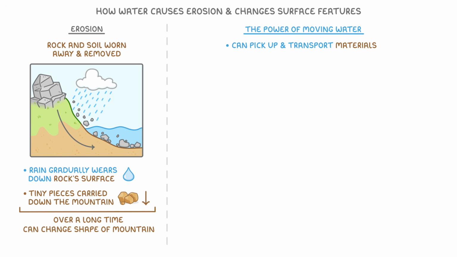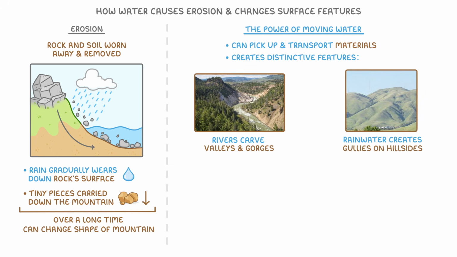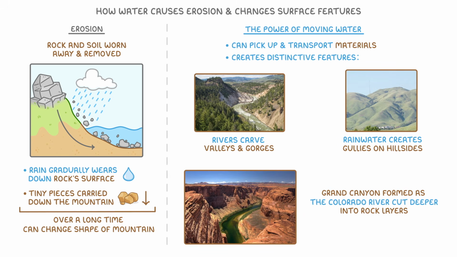The power of moving water can pick up and transport materials ranging from tiny clay particles to large boulders. As water flows over the land, it creates distinctive features. For instance, rivers carve valleys and gorges, rainwater creates gullies on hillsides, and the Grand Canyon was formed as the Colorado River cut deeper into rock layers over millions of years.